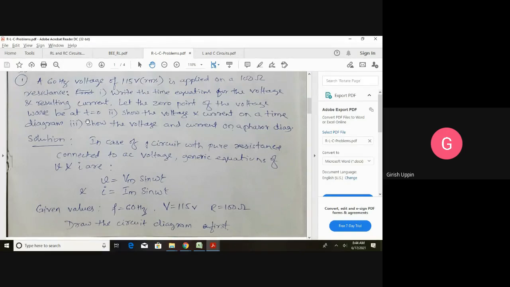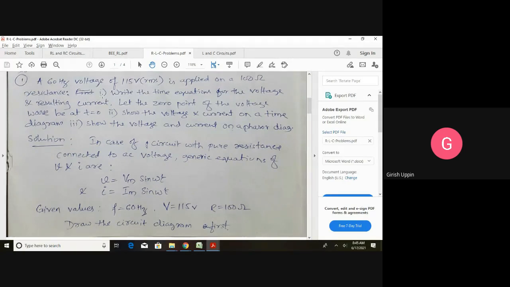So let us understand the problem statement. A 60 hertz voltage of 115 volt (RMS) is applied on a 100 ohm resistance. Here you have to remember, when they talk about the AC voltage, whether they say it RMS or not, you have to take it as RMS value. When your household voltage is 230, that is an RMS value. We do not specify it as RMS. Even if it is not specified, you have to take it as an RMS value.